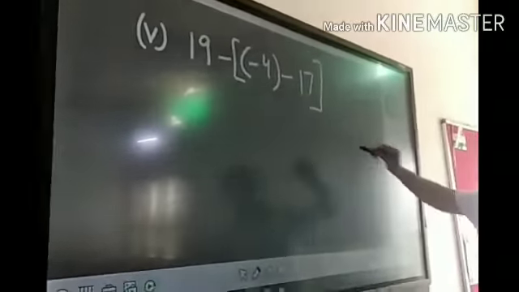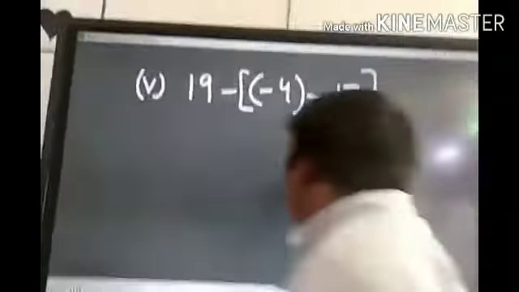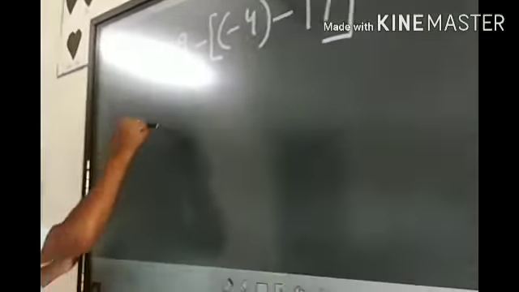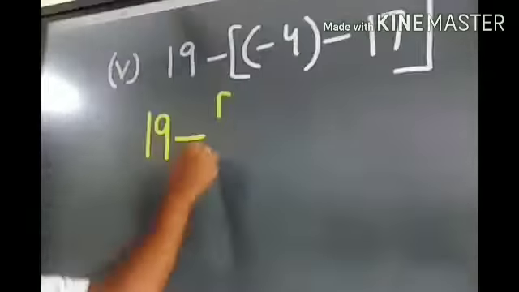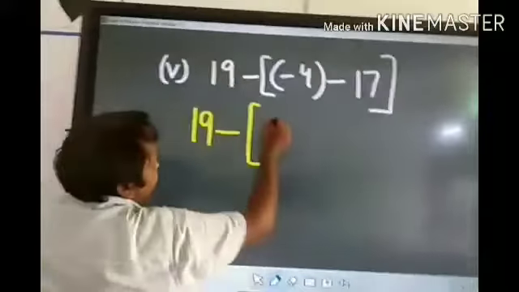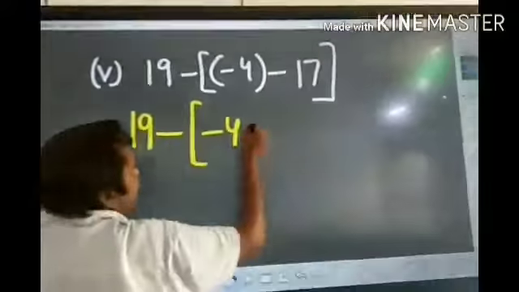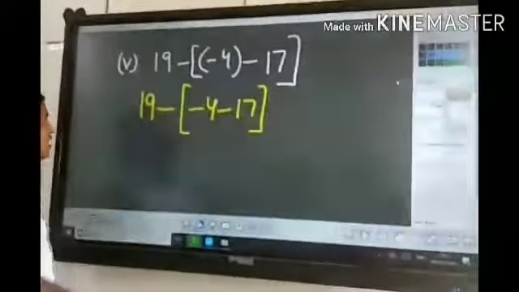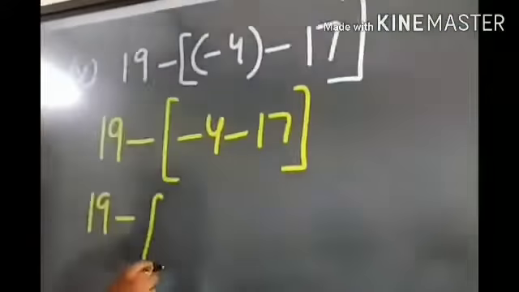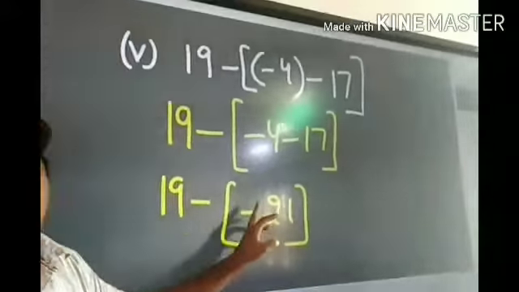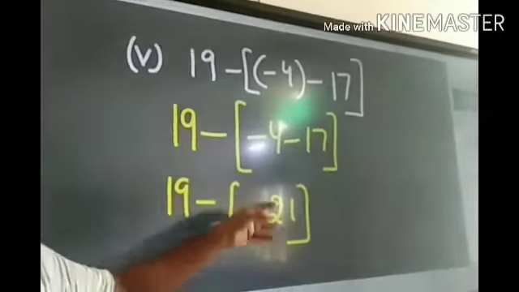Now we are on the 5th part. Here you will see two types of brackets, one under the other. Now, 19 minus square bracket, and this is a smaller bracket, I will write it -4, then -17. Now I will solve the operation under the square bracket. -4 and -17, that is -21. Because both are negative, therefore I will add them and write the common symbol. 17 and 4, 21, and -1.